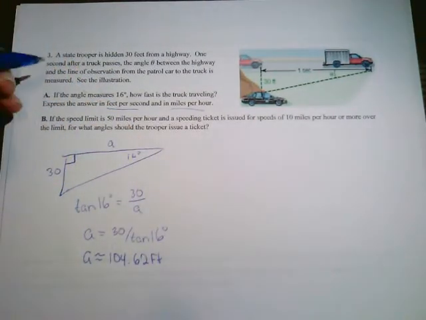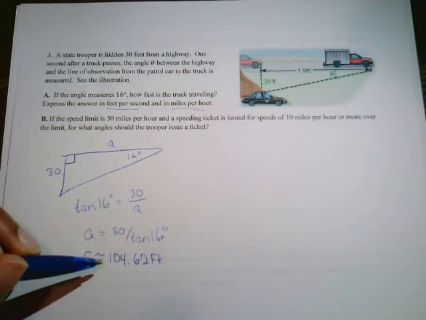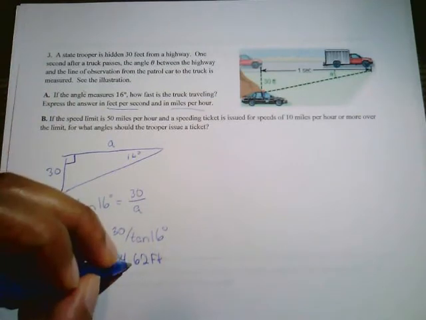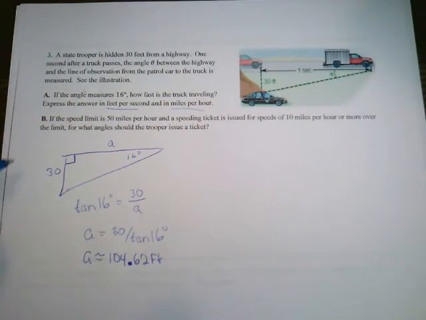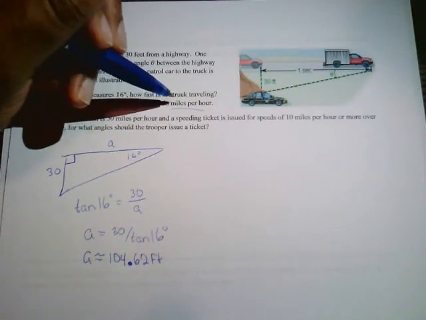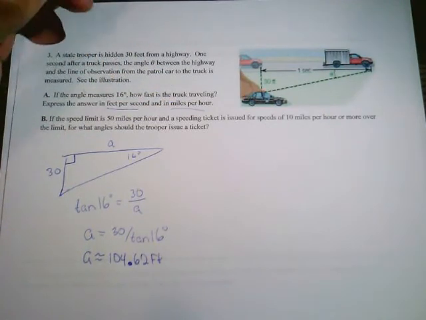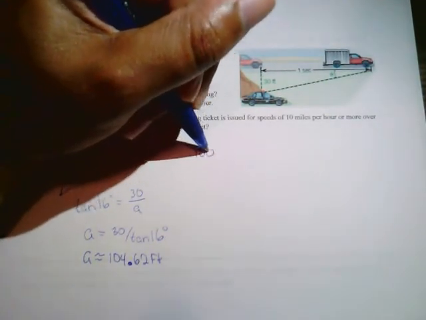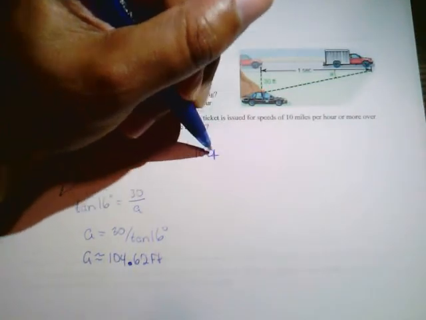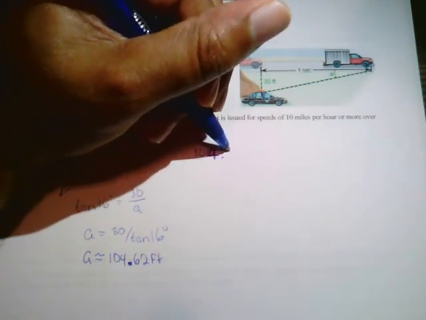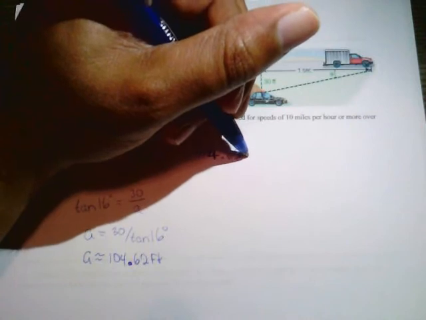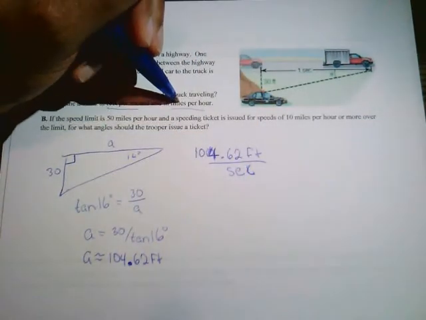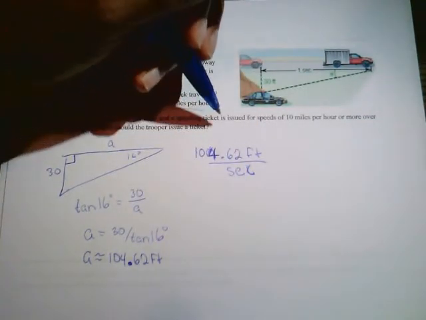So that means that the truck in feet per second is moving at a speed of 104.62 feet per second. Now we need to convert this to miles per hour. So we're going to set up a conversion table. We're starting with 104.62 feet per second. So we have feet over second to start with, and we want to convert it to miles per hour. So first, let's convert the feet to miles.